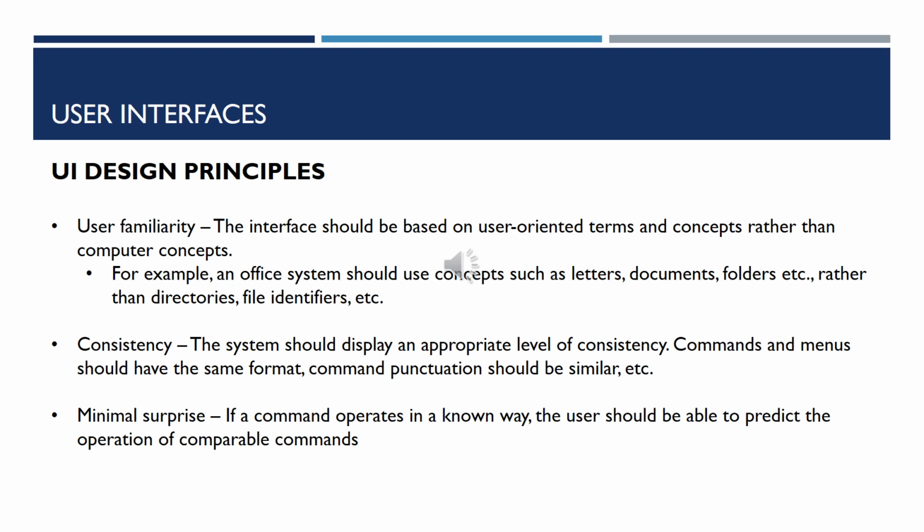Next is consistency. The system should display an appropriate level of consistency. Commands and menus should have the same format. Command punctuation should be similar. Next is minimal surprise. If a command operates in a known way, the user should be able to predict the operation of comparable commands. Don't try to put hidden commands in your system. It'd be a problem to your system later on.